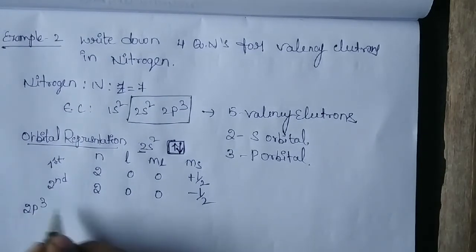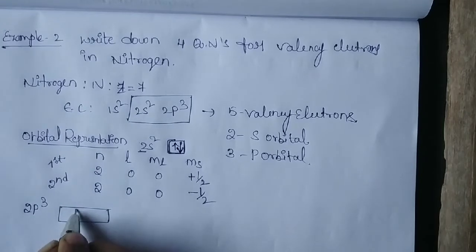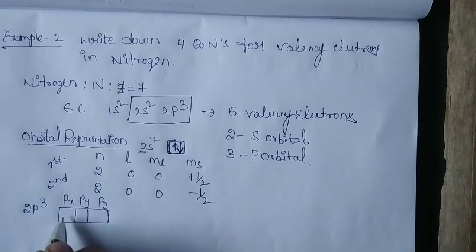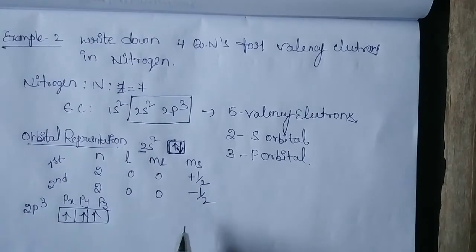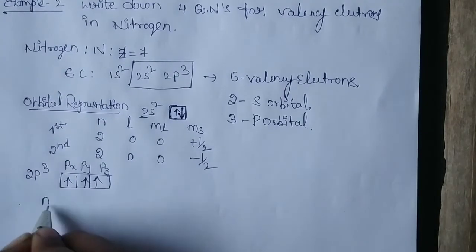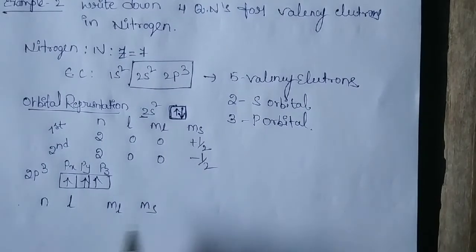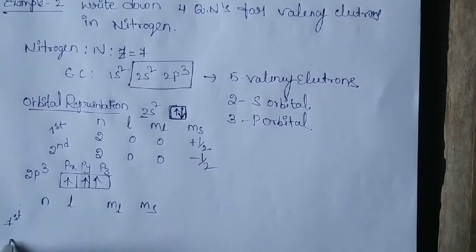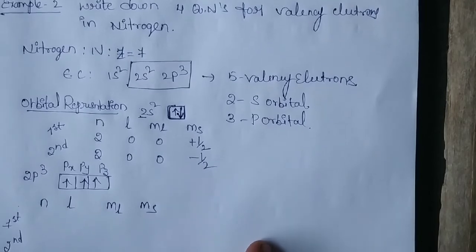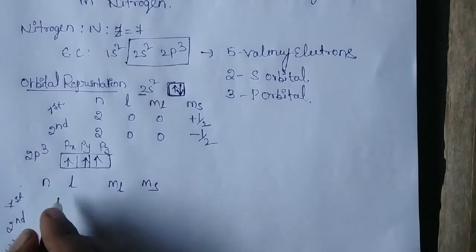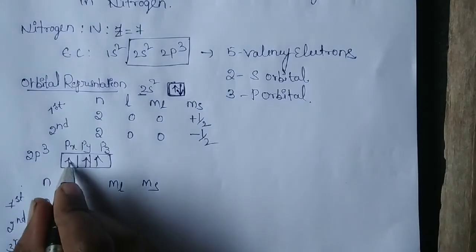And see the 4 quantum numbers for 2p3. P has 3 orbitals, px, py and pz. The electrons are indicated with upward arrows. Here are the n, l, ml and ms values for the 3 electrons: first, second and third. All the 3 electrons have n value 2 and l value for a p orbital is 1, and the possible ml values are plus 1, 0 and minus 1.